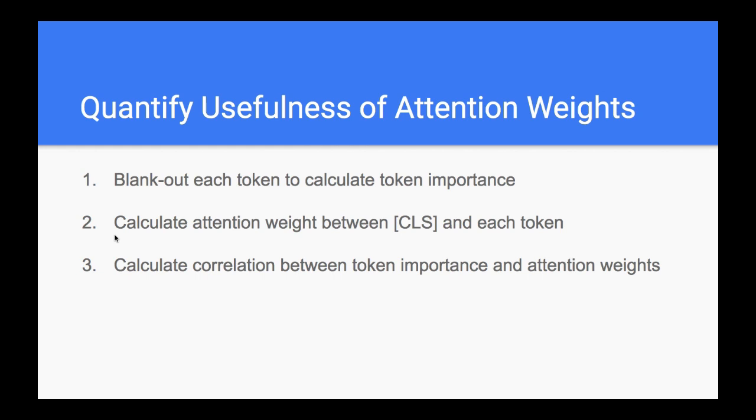And the second step is to calculate the attention weights of the tokens when BERT is processing the classification token. So basically, just like what you saw in previous slides, it's how much BERT pays attention to tokens in this given input when processing the classification token. And the last step is to calculate the correlation between token importance and the attention weights, to see if when a token is more important, it actually gets more attention.